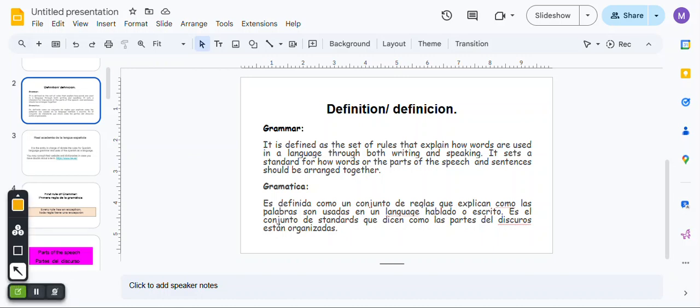Today we are going to talk about the definition of grammar. Grammar is a set of rules that explain how words are used in a language. It sets standards for how words, or the parts of the speech, in a sentence should be arranged together.